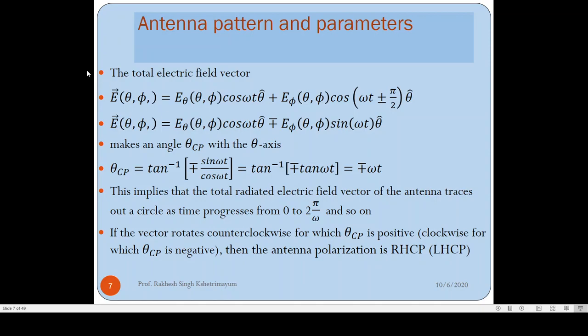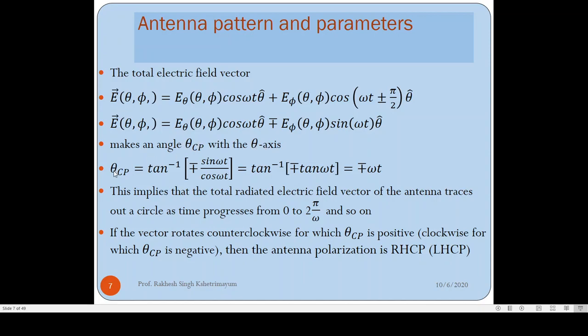So in that case, you can express the total electric field as E theta cosine of omega t and E phi cosine of omega t plus pi by 2. Delta becomes either plus or minus pi by 2. So the total electric field will be E theta cosine of omega t theta hat minus plus E phi sine omega t phi hat, because you know cos of omega t plus pi by 2 is simply minus plus sine of omega t.